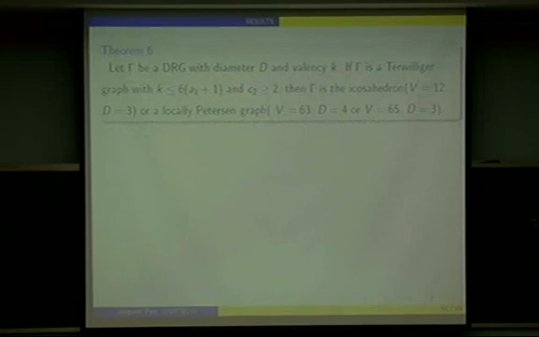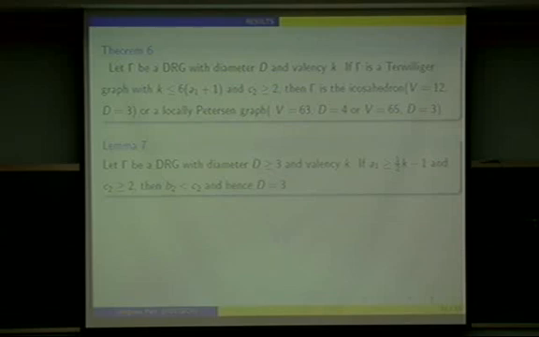Let gamma be a distance regular graph with diameter D and valence K. If gamma is a triangle-free graph with K at most 6 times A1 plus 1 and C2 at least 2, then gamma is the icosahedron or locally Petersen graph. Let gamma be a distance regular graph with diameter at least 3 and valence K. If A1 is at least half K minus 1 and C2 is at least 2, then B2 is smaller than C2. That implies diameter is exactly 3.